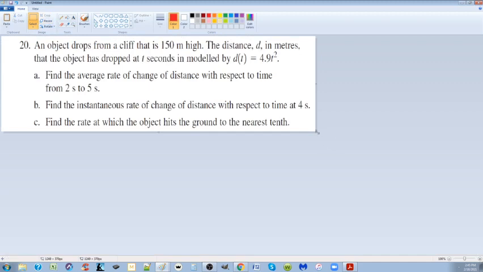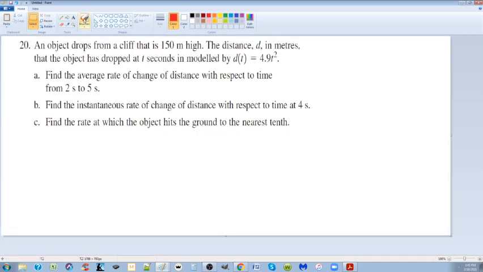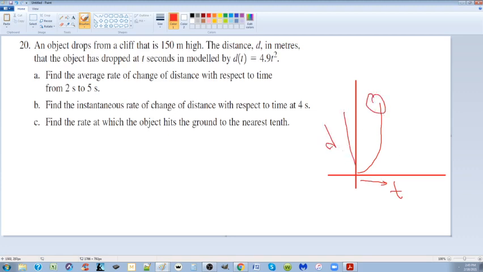An object drops from a cliff that is 150 meters high. The distance in meters that the object is dropped in t seconds is modeled by this. So let's understand what we're looking at. Even though they're giving an upwards facing parabola, and you're used to a downwards facing parabola for something that's falling, what they're showing you, as this time clicks on, you can see that the distance that it falls really accelerates as the time clicks on.